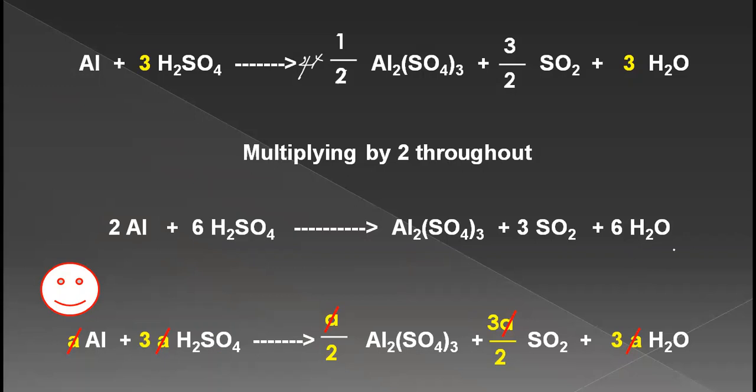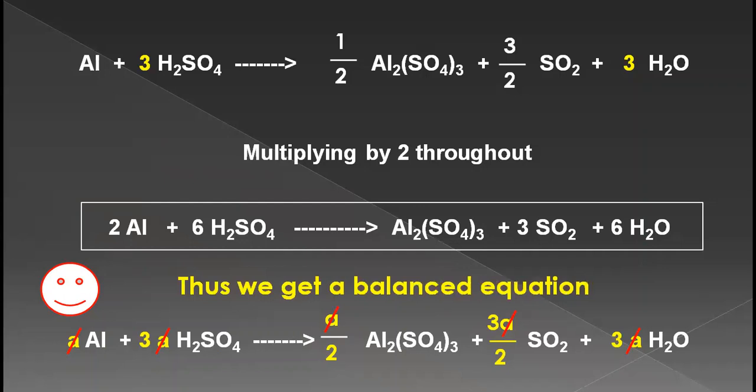Now this equation is a perfectly balanced equation because there are 2 aluminum atoms on the reactant side and 2 aluminum atoms on the product side. There are 12 hydrogen atoms on the reactant side and we have 12 hydrogen atoms on the product side. There are 6 sulfur atoms on the reactant side, and on the product side we have 3 sulfur atoms in aluminum sulfate and 3 sulfur atoms in 3 molecules of sulfur dioxide. So that makes totally 6. And there are 24 oxygen atoms on the reactant side. On the product side, here we have 12, here we have 6. 12 plus 6, 18. 18 plus 6, that makes totally 24. Thus, we get a balanced equation.